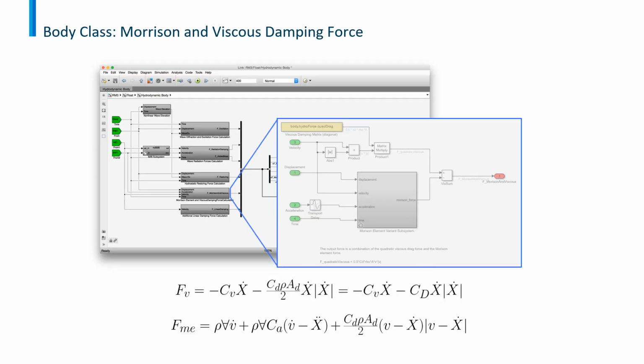The screenshot on the right shows the implementation of viscous damping forces and the Morrison element forces. These forces correspond to the viscous forces acting on the body. These are a function of the damping coefficients and the velocity of the body. The corresponding equations are shown at the bottom of the slide.